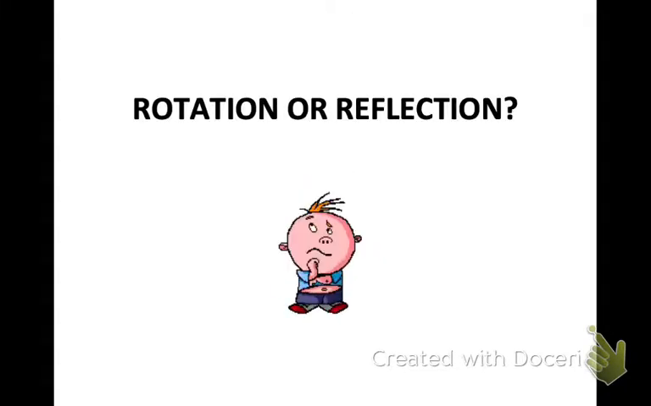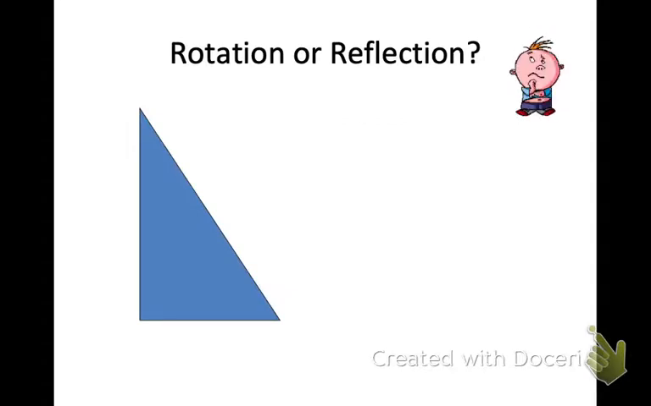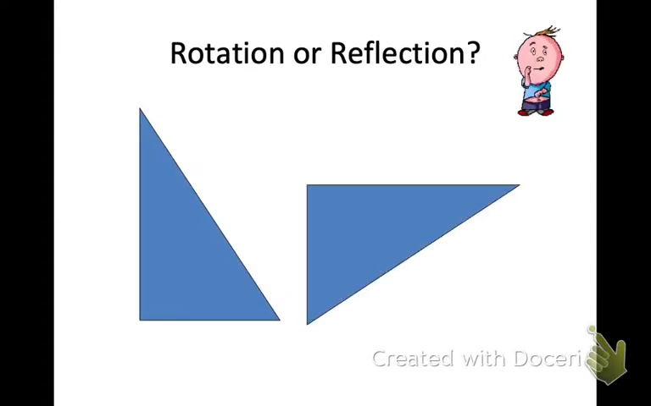Okay, rotation or reflection. So if I go from here to here, is that a rotation or reflection? Take a minute, write it down. All right. Hopefully you said it's a rotation. Now notice this did a quarter turn. That quarter turn is a 90 degree. So if I'm moving it to the right, it's considered a 90 degree rotation clockwise.